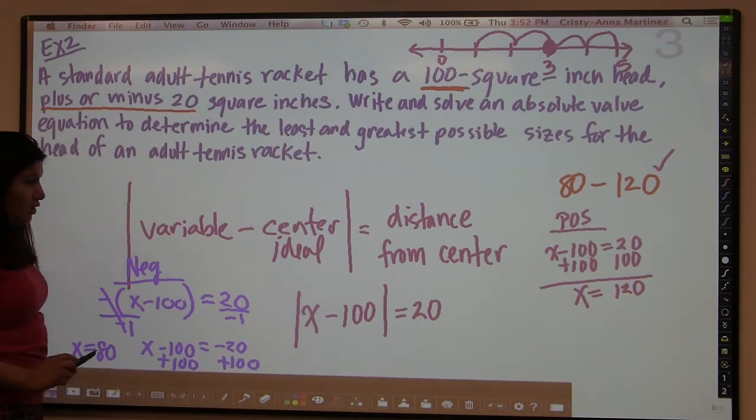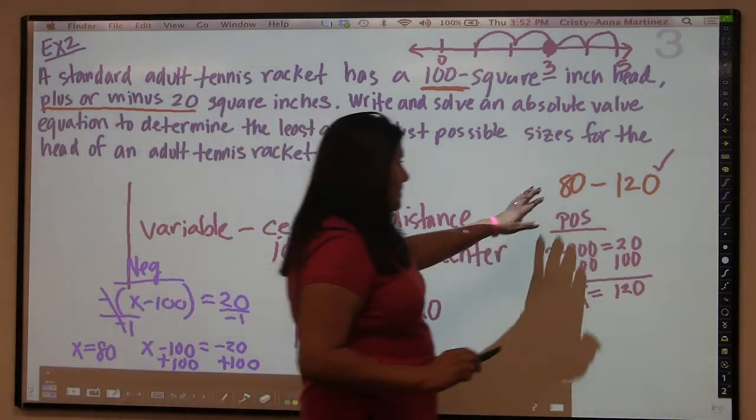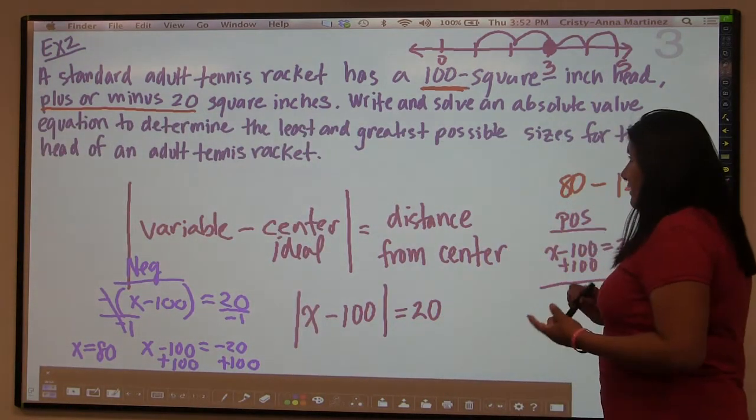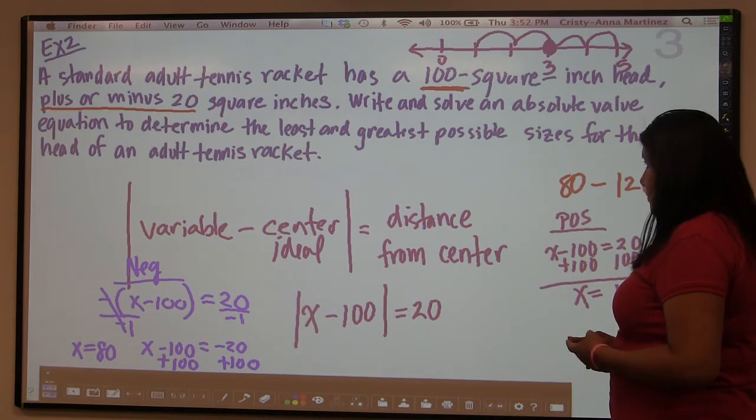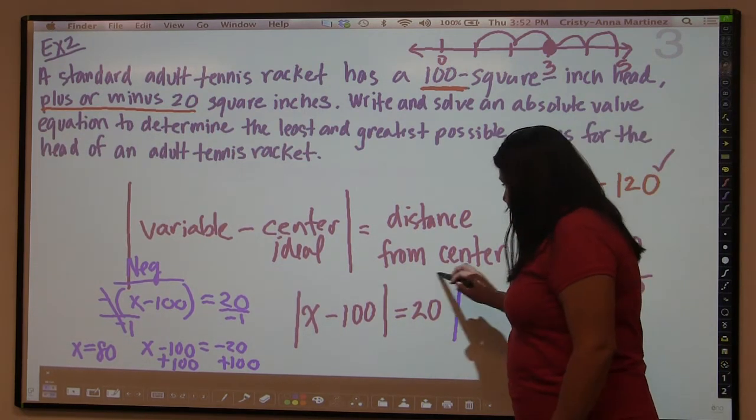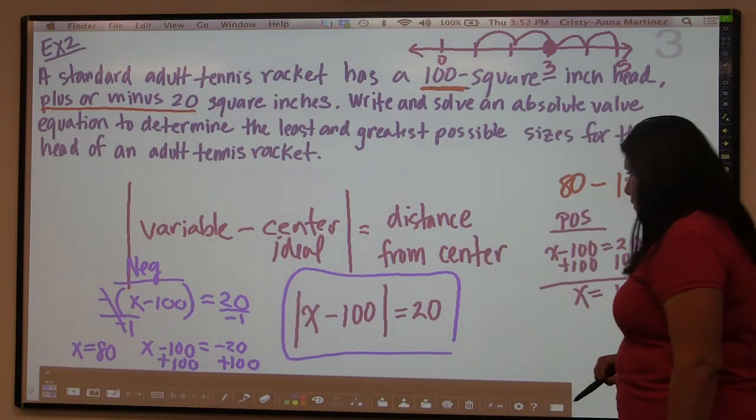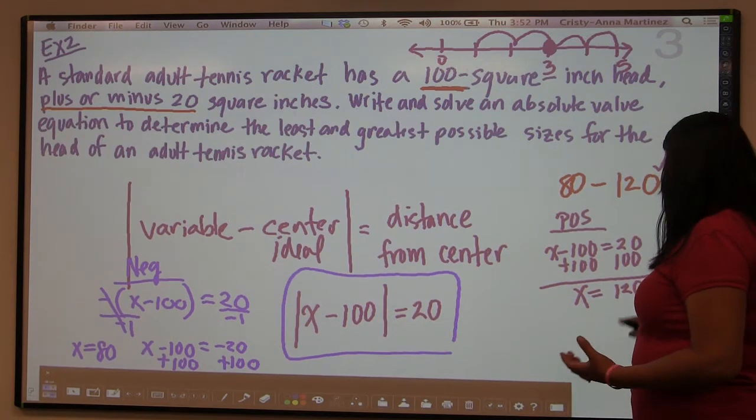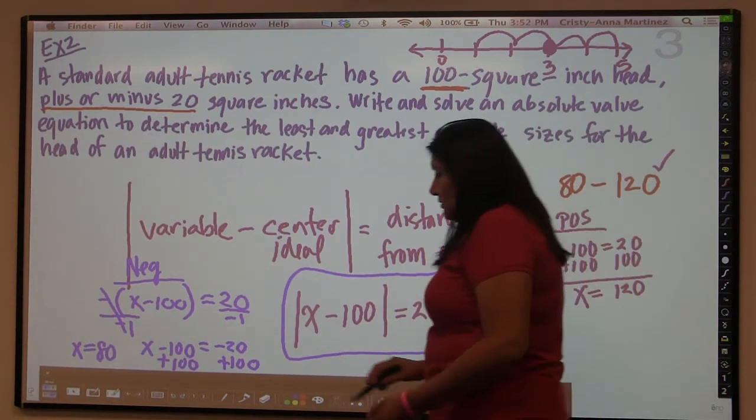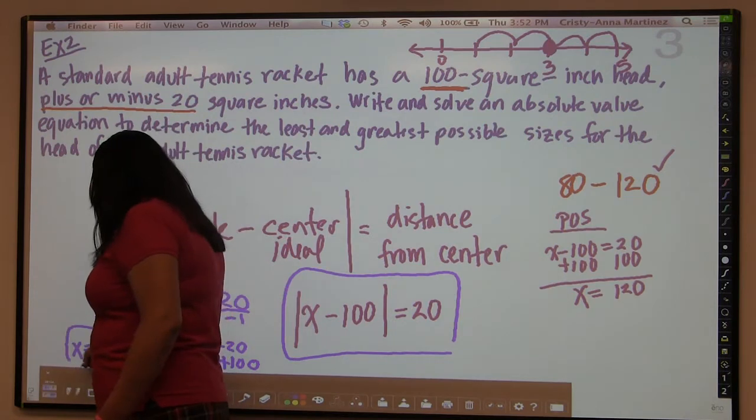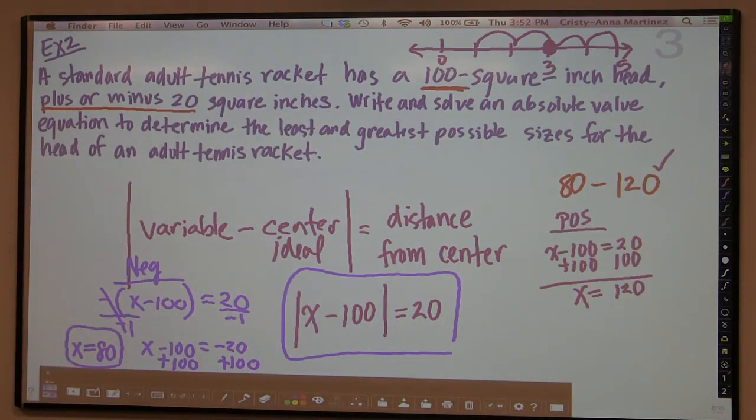And again, we already knew that by looking at this mentally. But they wanted us to write and solve the absolute value equation. So we wrote the equation right here. That's the absolute value equation. And then we solved it, and we got x equals 120 and x equals 80. So those are our two values there. I think it asks us for the greatest and the least. So the greatest is 120, the least is 80.